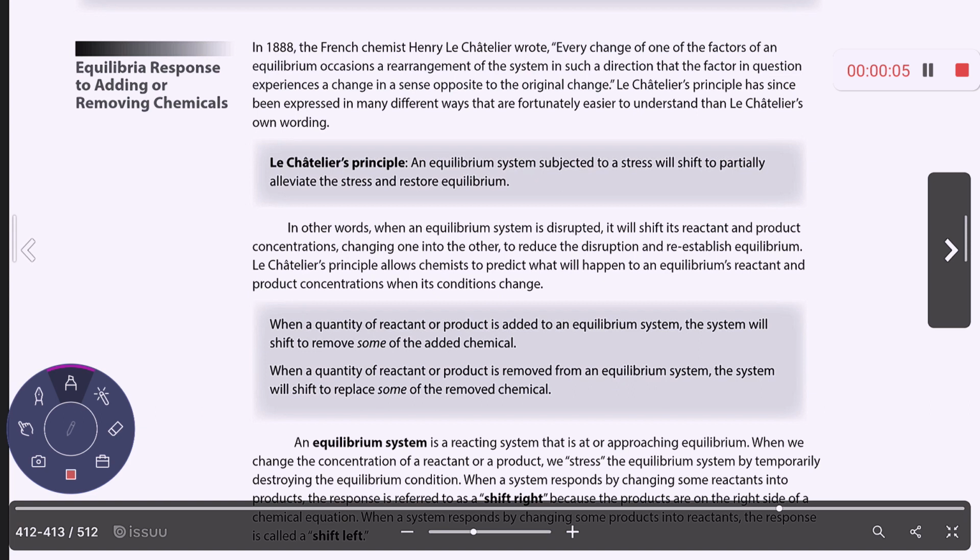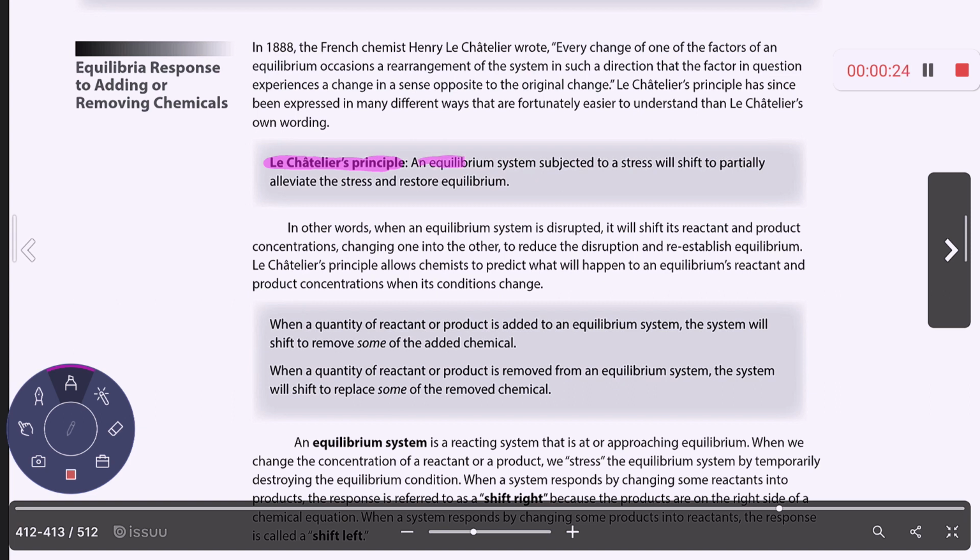Okay, in the late 1800s, there was a French chemist by the name of Henry Le Chatelier, and he came up with something called Le Chatelier's principle. And Le Chatelier's principle explains how a chemical reaction will respond to being stressed out at equilibrium.